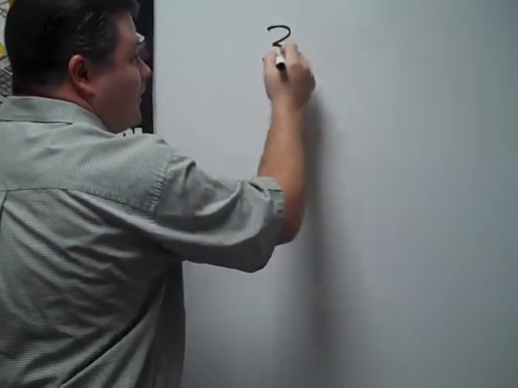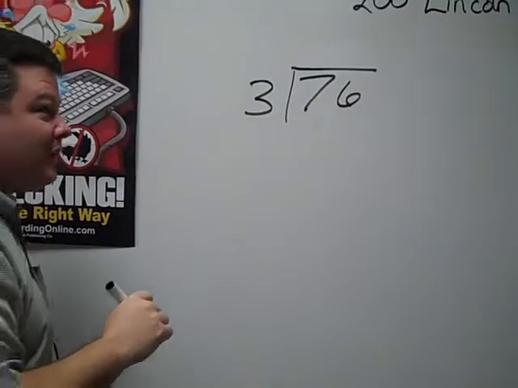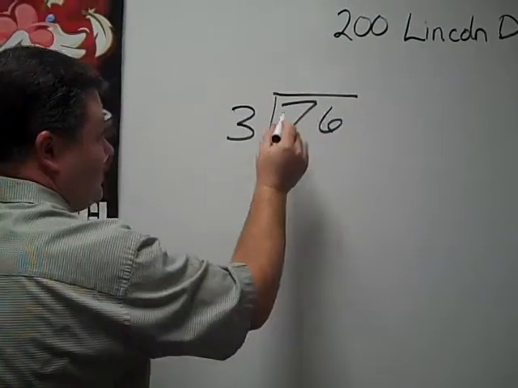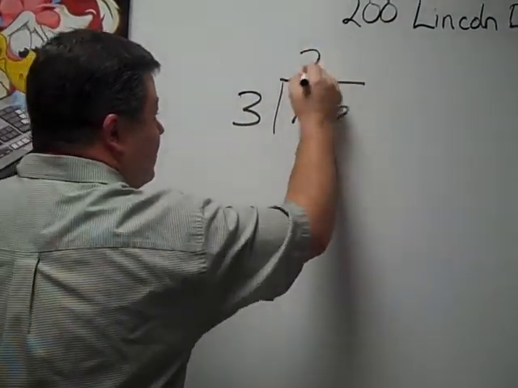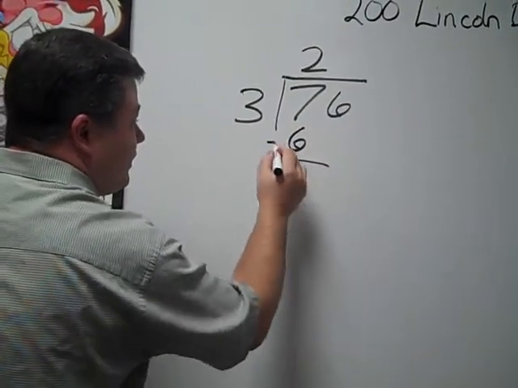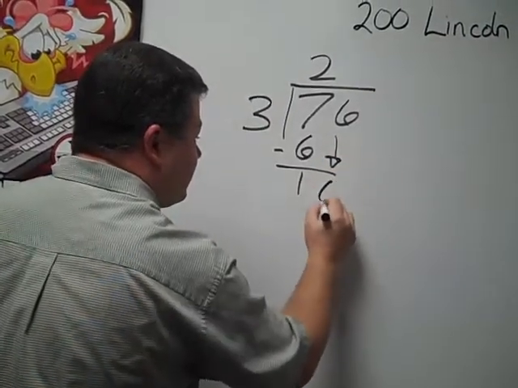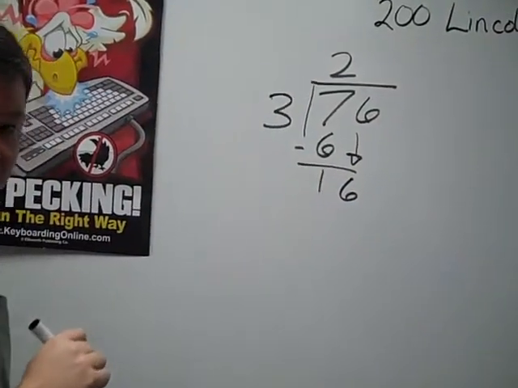Here is the problem, 3 into 76, or 76 divided by 3. We're going to divide 7 by 3 first, 2 times. 2 times 3 equals 6. Our remainder, we subtract, equals 1. We bring down our 6, and that equals 16.